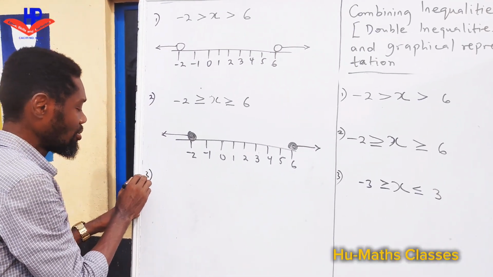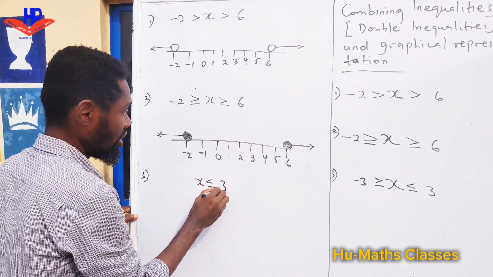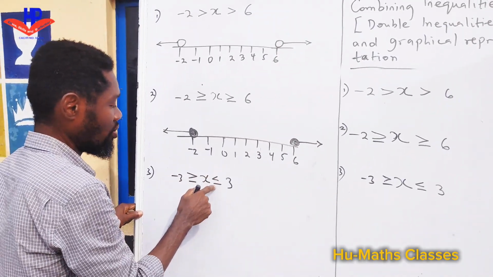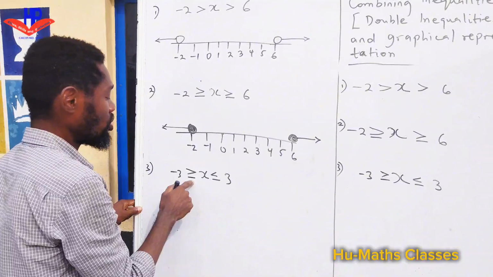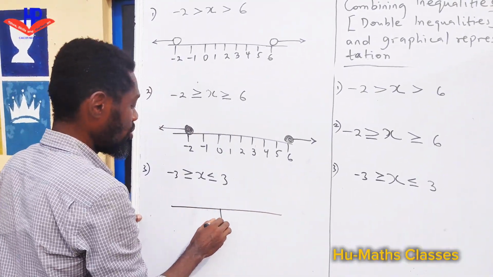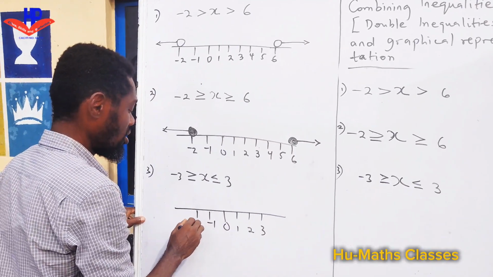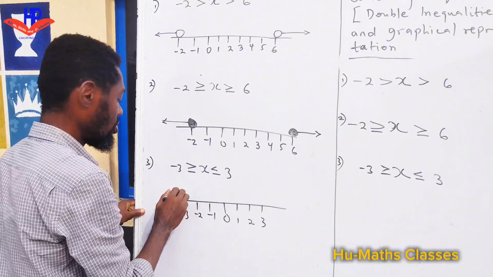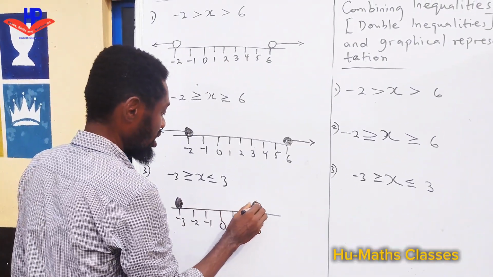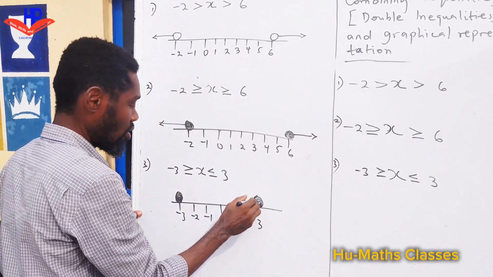Number 3, which is the last problem given to us to solve, we have x less than or equal to 3, less than or equal to minus 3. They are both inclusive. Draw your line. Put your origin. 1, 2, 3, minus 1, minus 2, minus 3. Your circle shaded on minus 3. Your circle shaded on 3. Less than is coming this way, so my arrow goes this way.